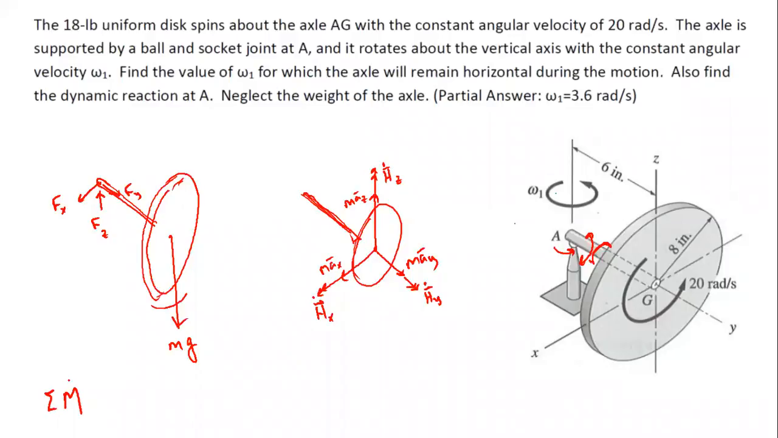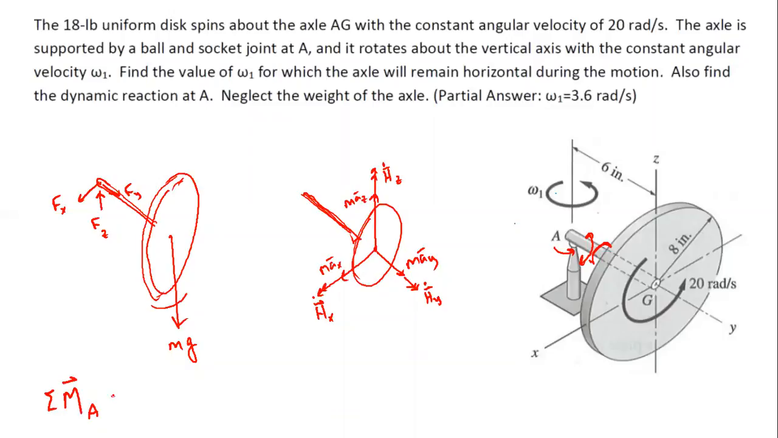So the question is, what point do I want to sum my moments about? Yeah, so I'm going to agree with Nick that A is probably the best one, right? Because then none of those forces come into play. We could try to do it at G as well, but then we're going to have to use all those different F's there.